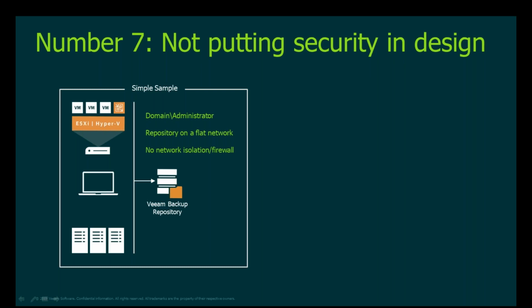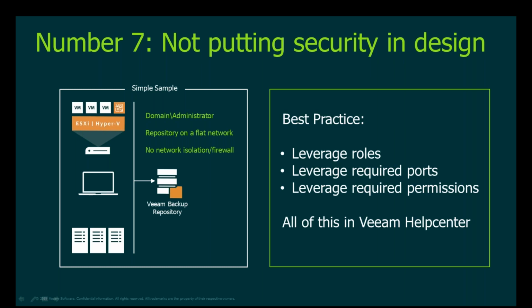That's a worst practice. And all the components on a flat network interconnected to each other with no firewalling or isolation or segmentation. So that's the worst practice, but I would challenge there's plenty of opportunities to leverage some built-in roles, leverage some required ports, and leverage some required permissions. This might be a good opportunity to get your security admin involved with this. And a little piece of information, it's very well documented, the roles, the ports, and the permissions.